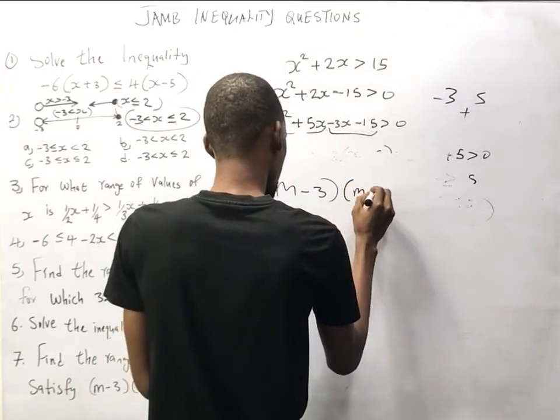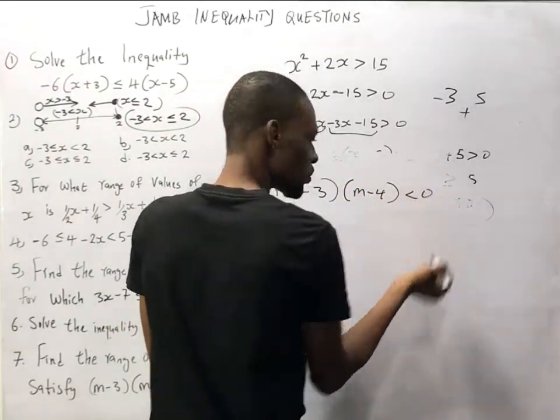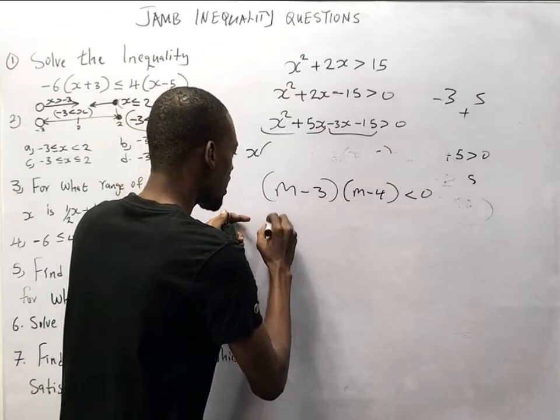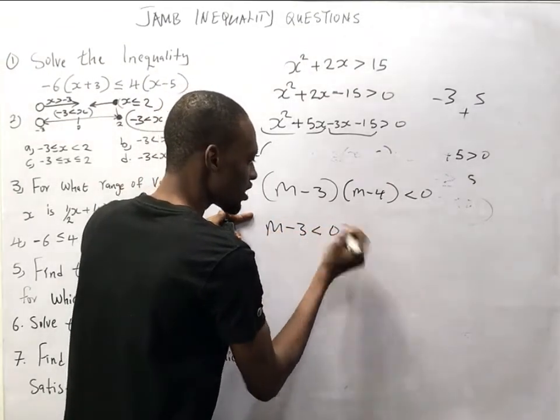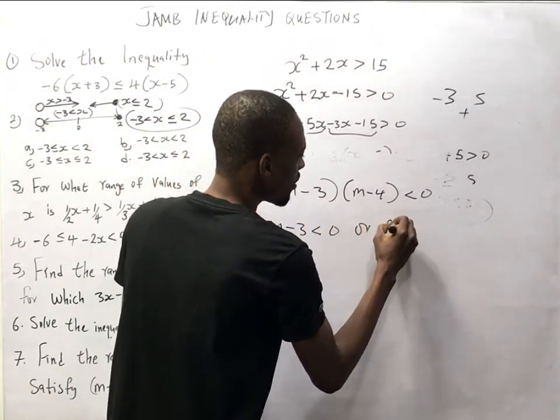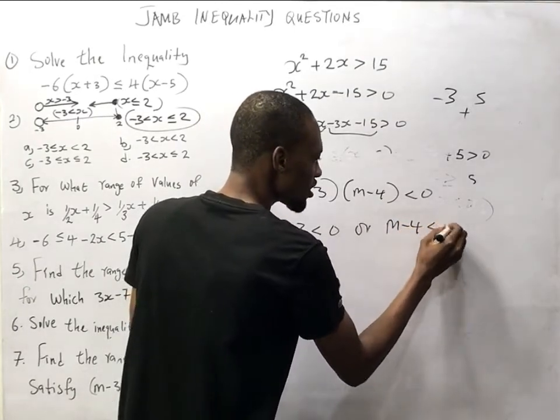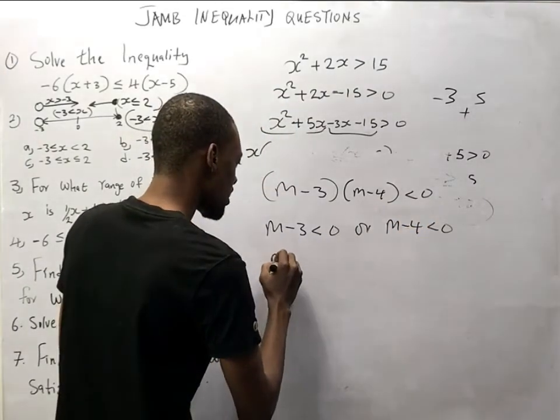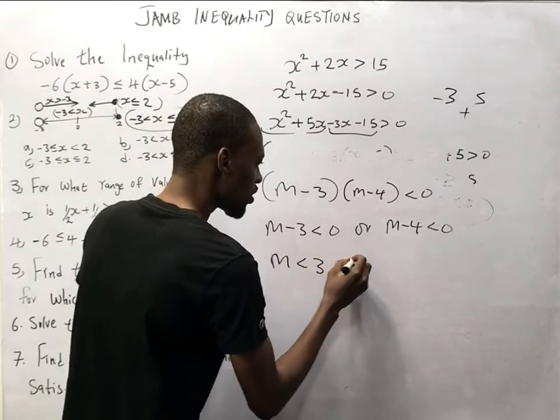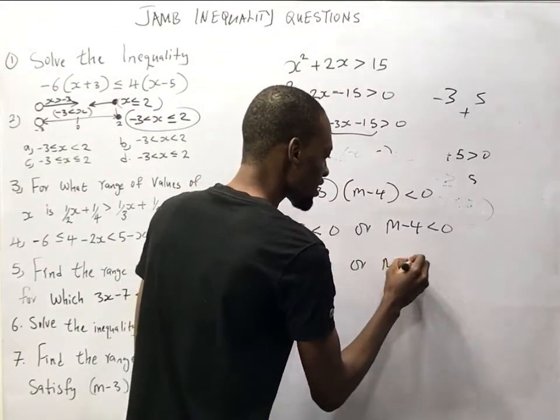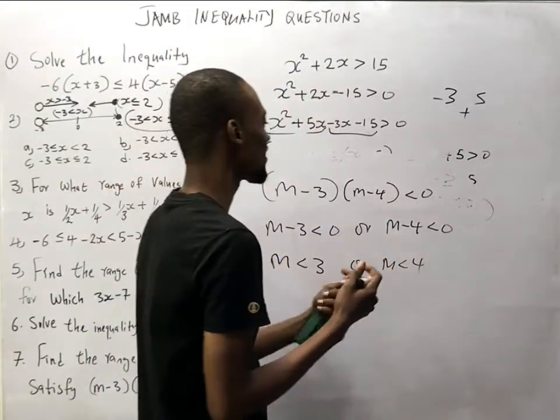If you are given the factorized method and m minus 4 is lesser than 0, this simply means m minus 3 is lesser than 0, or m minus 4 is lesser than 0. This implies that m is lesser than 3, or m is lesser than 4. That's the solution to that question.